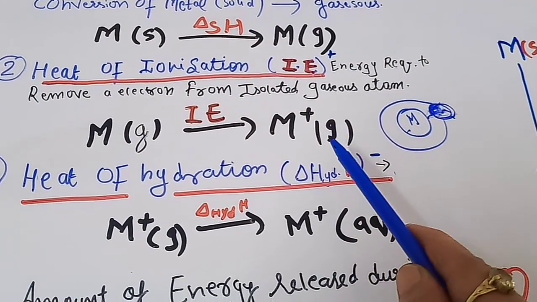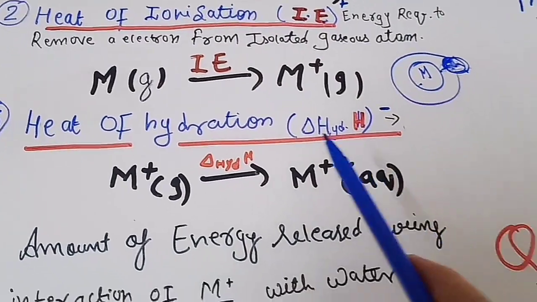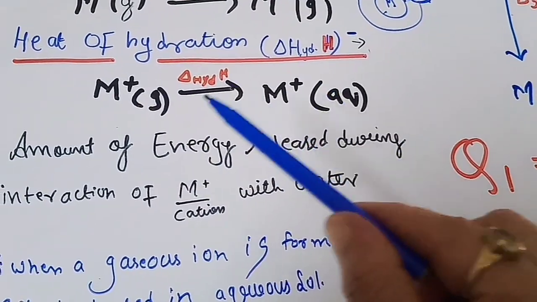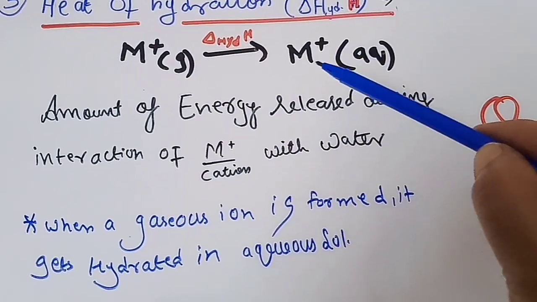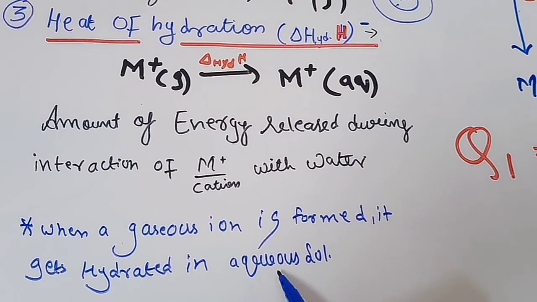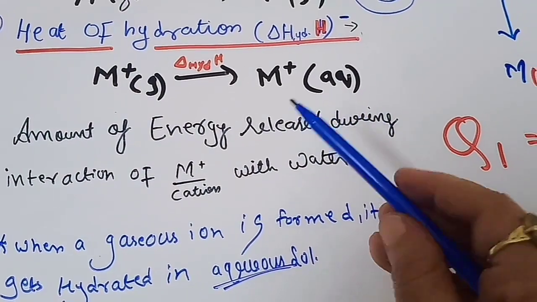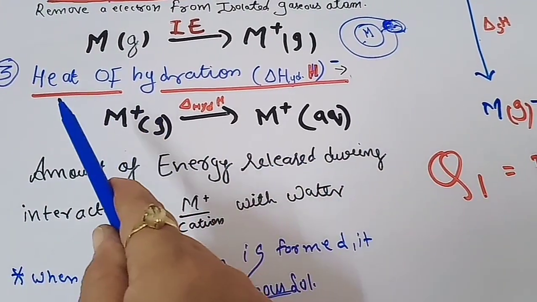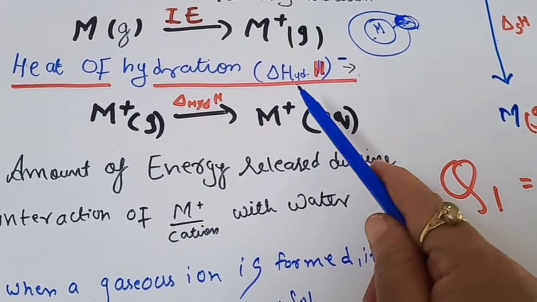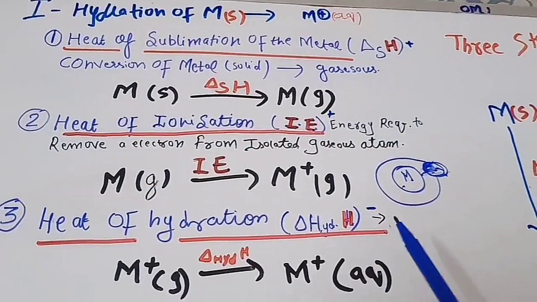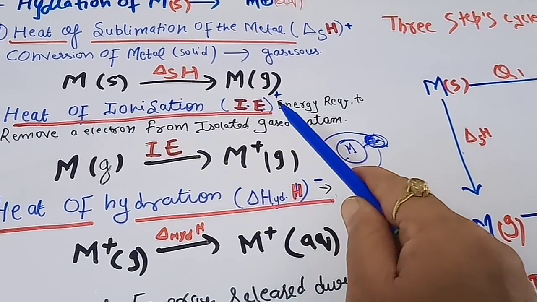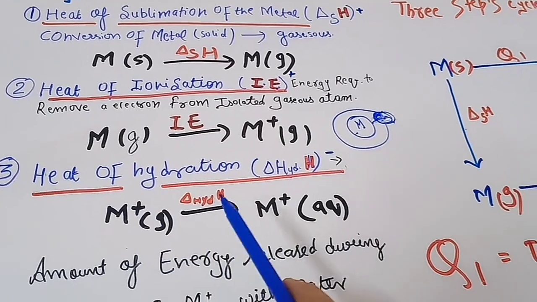Now we have to convert this gaseous cation into the aqueous state. So we will react this metal cation with the water, and it will convert to the metal cation in the aqueous state. Means when a gaseous ion is formed, it gets hydrated in the aqueous solution. The heat evolved in this step is known as the heat of hydration or the enthalpy of hydration, and the sign will be negative. In the first two steps, the heat of sublimation is positive, and the ionization energy is also positive, and the heat of hydration is negative.